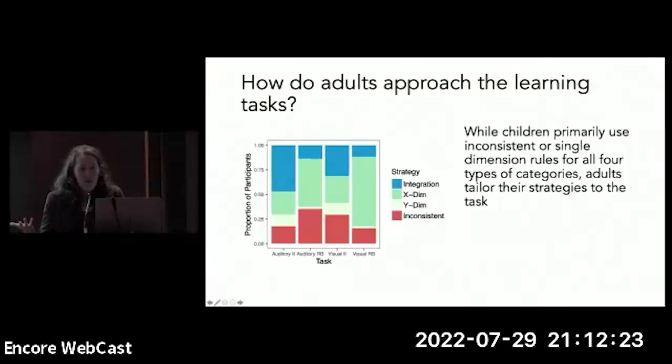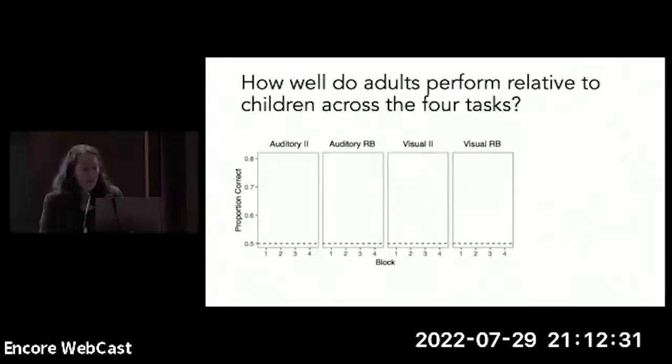But I'll also note here that there's tons of variability within the adults as well, and this comes out in their accuracy, and I'd be really happy to answer a question about that if anyone has one. So finally, we can directly compare adults and children.